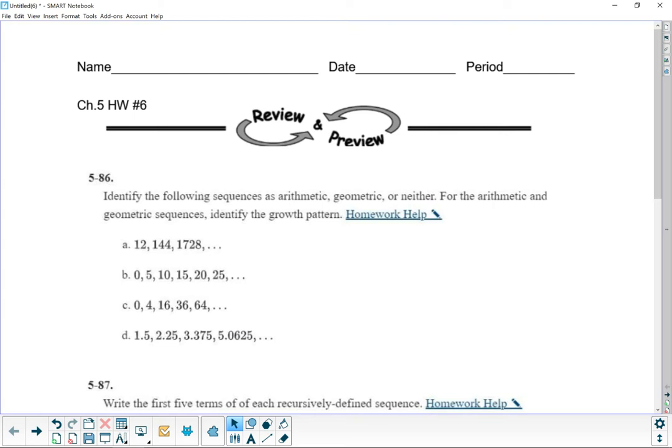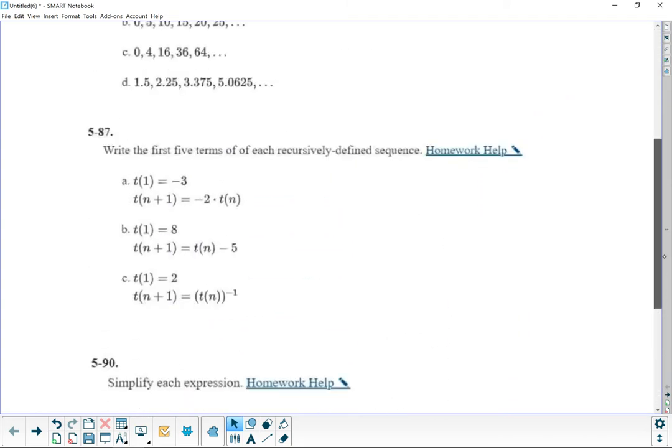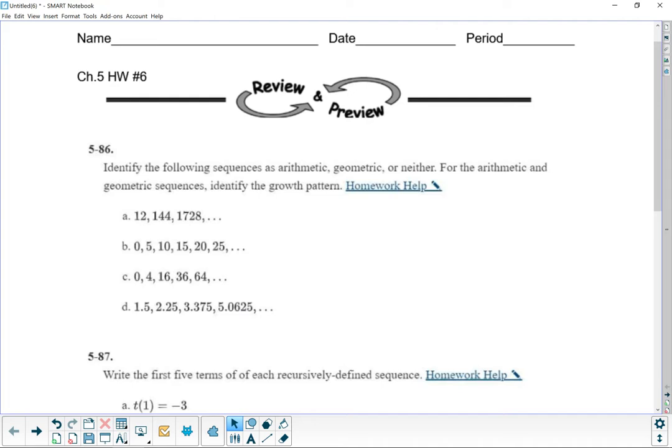So we're working on chapter 5, homework 6 for our lesson. It looks like there's only one page, but we still got three problems. So, number 86. Identify the following sequence as arithmetic, geometric, or neither. For arithmetic and geometric sequences, identify the growth pattern.